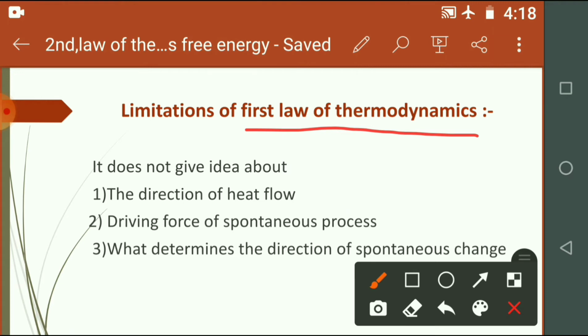But this first law does not give any idea about the direction of heat flow. ಯಾವ ಕಡೆಯಿಂದ ಯಾವ ಕಡೆ heat flow ಆಗುತ್ತೆ. This is not clearly said by the first law of thermodynamics.